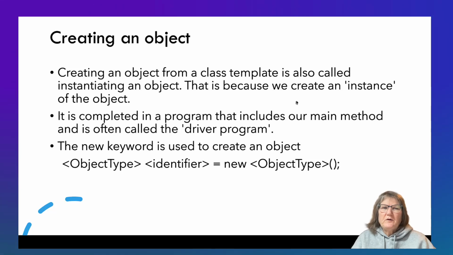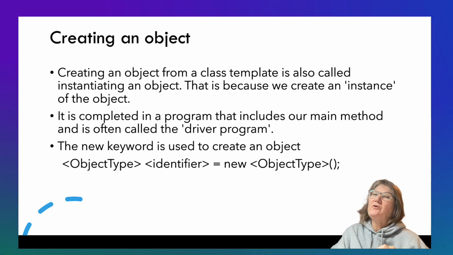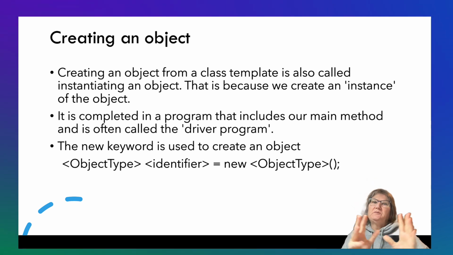Creating an object from a class template is often called instantiating an object. That's because we create an instance of an object. The object doesn't exist until we actually create it. It's completed in a program that includes our main method. It is often called the driver program. And we use this template in order to create an object.